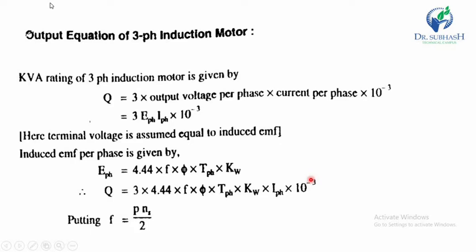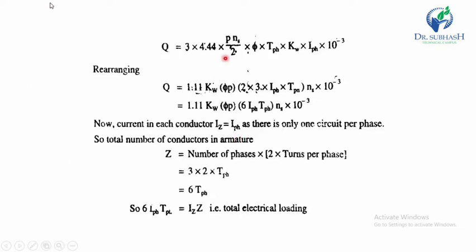Now frequency, we know that frequency f is equal to Pn by 120 for RPM. So here it is in RPS, so f is equal to Pn by 2. Put the value of frequency in the output equation. So putting the value of frequency Pn by 2 here, the output equation is like Q is equal to 3 into 4.44 into Pn by 2 into phi into Tph into kw into Iph into 10^-3.